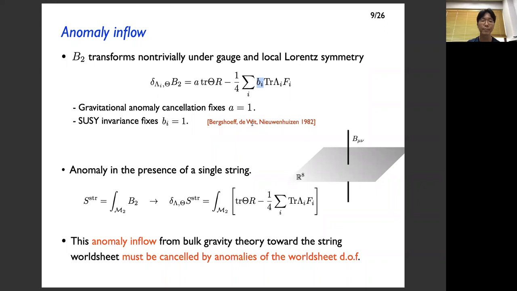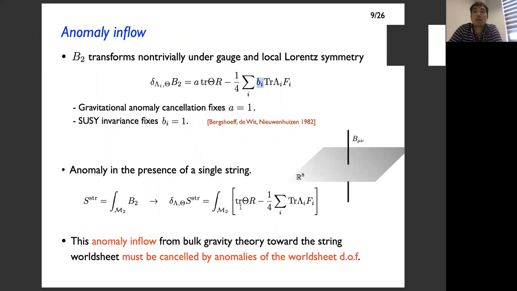Then one important point is that this non-trivial transformation of the two-form field develops an anomaly along the string worldsheet. And as you see, the string action here is not invariant under this local gauge and Lorentz transformation, okay? So it means we have a non-trivial anomaly along the string worldsheet in the presence of the string defect. This is basically anomaly inflow from the bulk two-form gauge field toward the string worldsheet. And this anomaly inflow must be canceled by anomalies of the degrees of freedom localized at the string worldsheet, okay? Otherwise, this string configuration will be sick with non-vanishing anomalies along the string worldsheet direction, and therefore the quantum gravity theory will be inconsistent because it contains anomalies in the presence of the string.